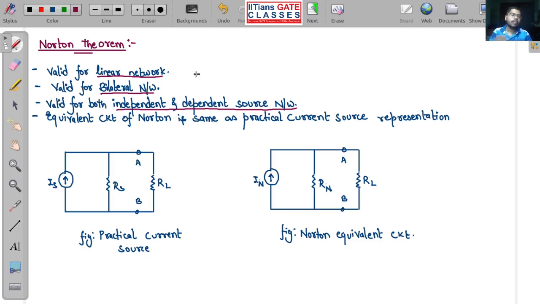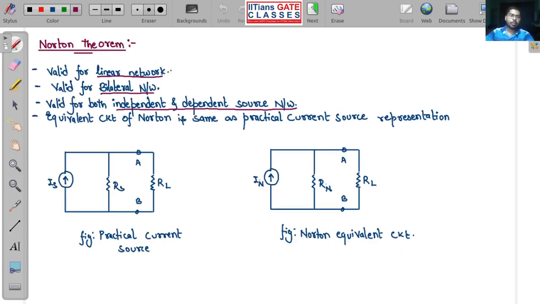Basically, in Thevenin's theorem, along the load terminal we constructed the circuit in terms of a practical voltage source, or a Thevenin circuit. Similarly, in Norton's theorem, along the load terminal we are going to replace the entire network in the form of a practical current source circuit. So if this is my practical current source, my equivalent Norton circuit will also look like a practical current source, where there is an ideal current source in parallel with a resistance. Okay.